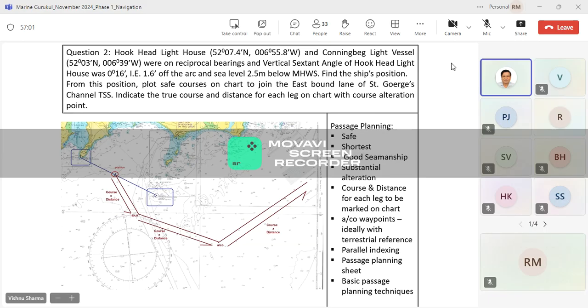Whatever can be captured there must be captured. Everything may not be possible, like the ship, but information regarding current and all that will not be available in the exams, right? Yes, sir. Okay.